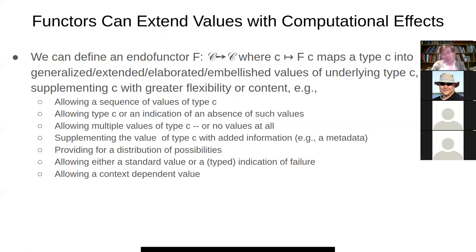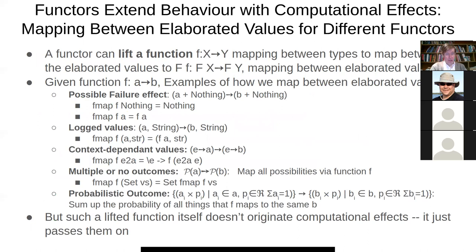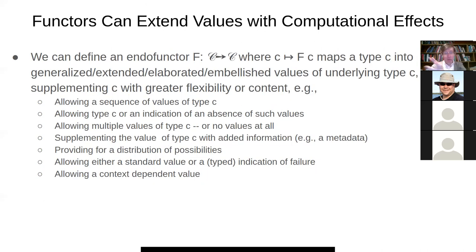It's still floaty, but it's got this other stuff that takes it beyond what a strict single float value can normally give you. It may be a maybe a float, in which case you might not have a float value at all. So here we will sometimes say we've supplemented C with greater flexibility. We've lent it some extra flexibility. And that's great about functors.